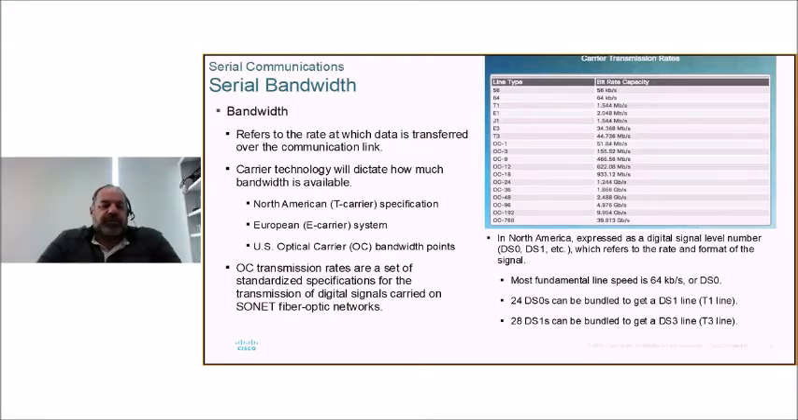So OC transmission rates are a set of standardized specifications for the transmission of digital signals carried on SONET fiber optic networks. In North America, expressed as digital signal level number, DS0, DS1, etc., refers to the rate and format of the signal. So the most fundamental line speed is 64 kilobits a second, or DS0. 24 DS0s can be bundled to get a DS1 line, which is T1. 28 DS1s can be bundled to get a DS3 or T3 line.